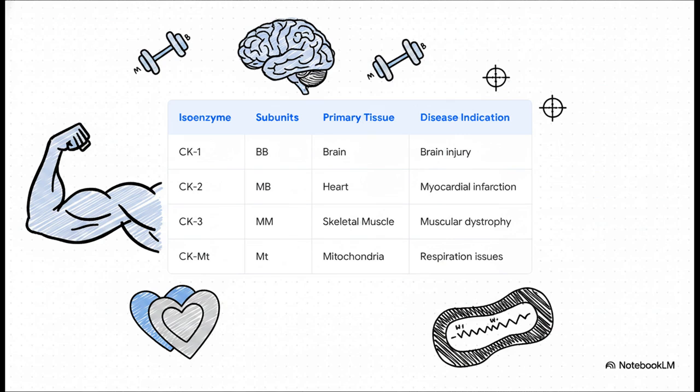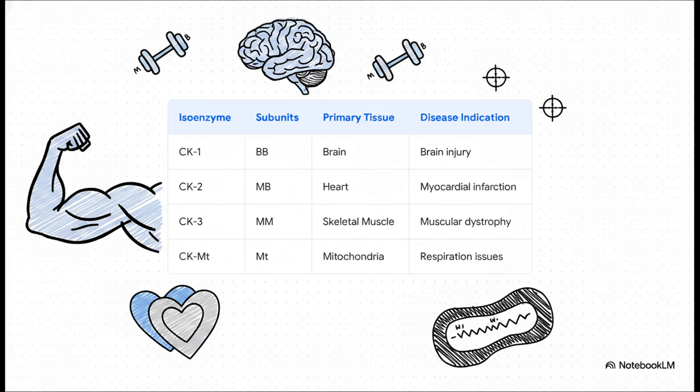CK is a dimeric molecule, meaning it's made of M and B subunits, which combine to give us very distinct isoenzymes. This is where it gets highly specific. For example, CKMM predominates in our skeletal muscle. So, if this specific isoenzyme is elevated, we might be looking at muscular dystrophies or toxic myopathies. Then we have CKMB, which is heavily concentrated in the myocardium, the heart muscle. In patients suffering an acute myocardial infarction, the CKMB isoenzyme becomes a highly specific and accurate marker for heart damage. We also have CKBB, which is found mostly in the brain and spikes during brain injuries or a stroke.